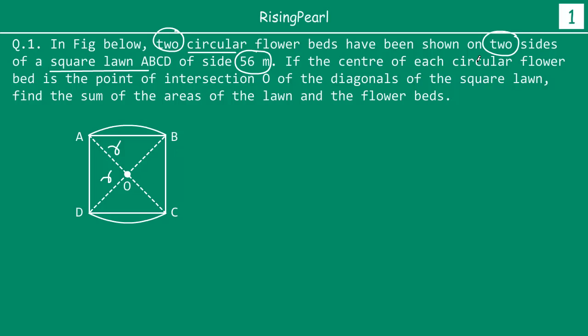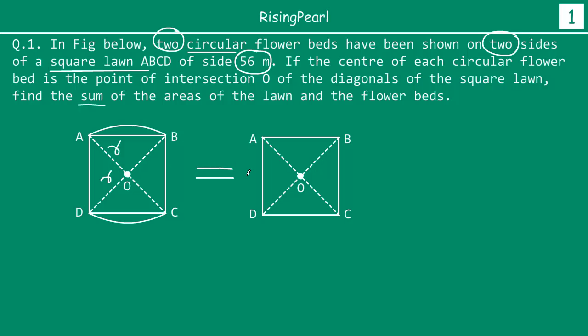So it's important to understand. The question is asking, find the sum of areas of the lawn and the flower beds together. So we have to find out basically the whole area. So from our first step, what you should be able to clearly see is that the required area, which is what we need to find out, can be thought of as equal to the area of the square ABCD, right, plus this part. That is what we need to find out. So this is a segment.